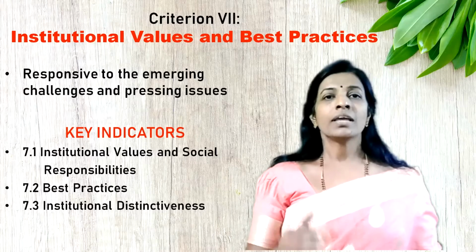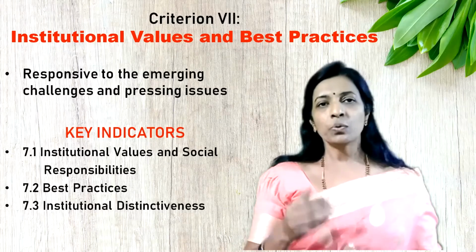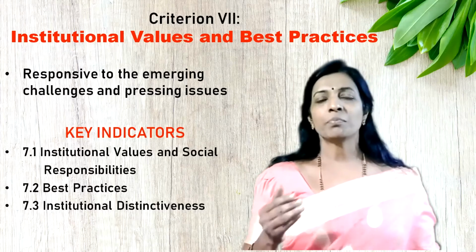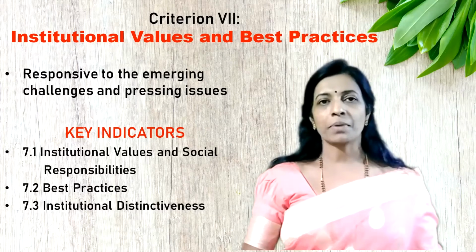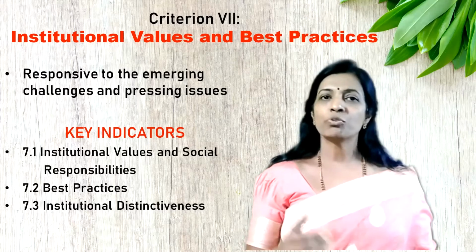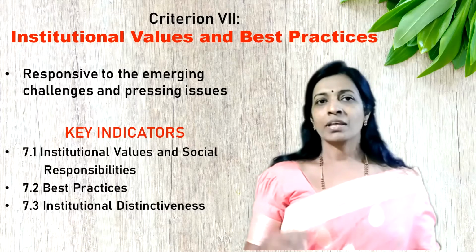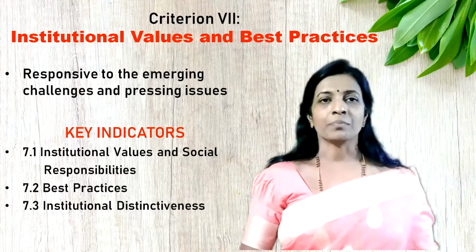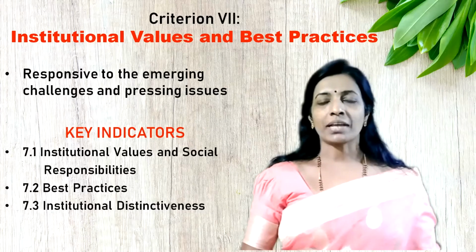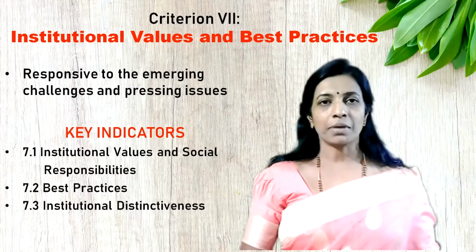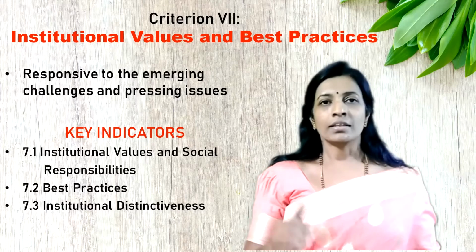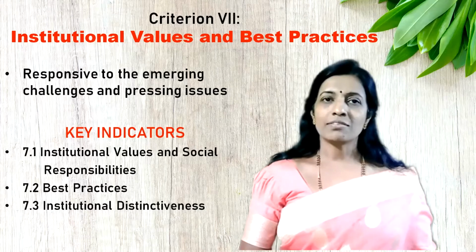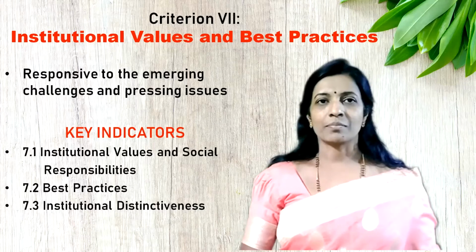So, here, every institution during its process of working evolves certain programs, processes or practices which help in the smooth functioning of the system. This may be academic in nature or administrative in nature. So, these best practices need to be highlighted by the institution. The last key indicator under this criteria is the institutional distinctiveness.